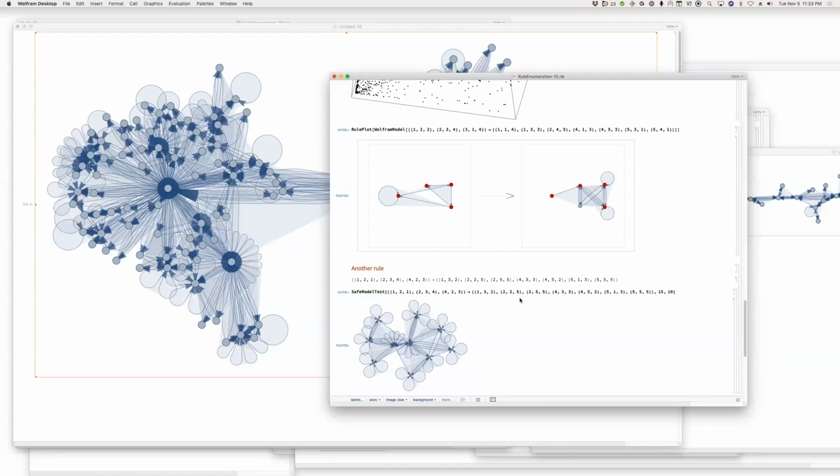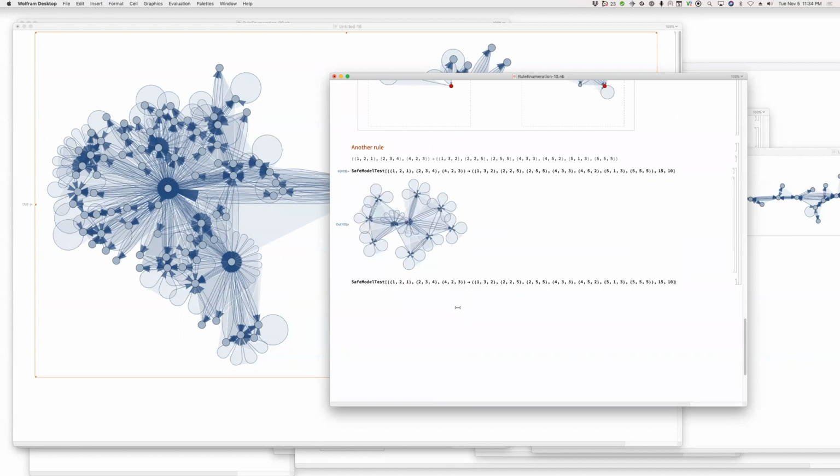I think that one just stopped growing. That's not 15 steps. That stopped. Right? Yeah. It's kind of weird that it reached that size and then stopped.